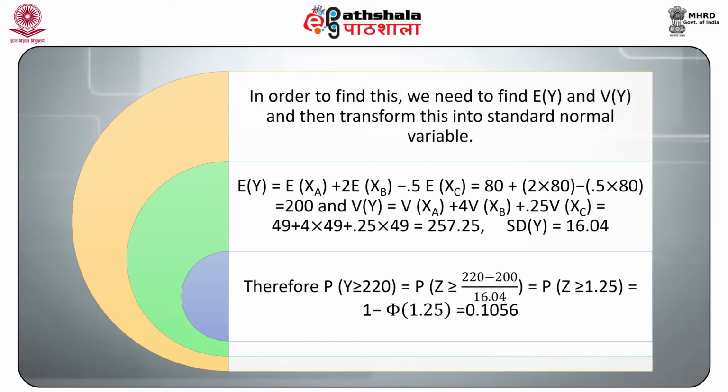Therefore, the probability of y greater than or equal to 220 is equal to the probability of z greater than or equal to 220 minus 200 divided by 16.04, which is equal to the probability of z greater than or equal to 1.25, equal to 1 minus phi of 1.25, which is equal to 0.1056.